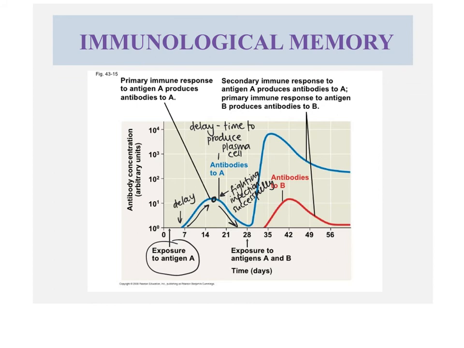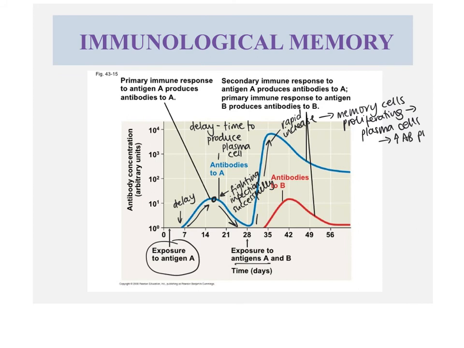At day 28 or thereabouts, we're exposing ourselves to antigens A and B again. Now, we've experienced antigen A already, that's what the blue line is. So we get a rapid increase, and you have to say it's a rapid increase. And with this rapid increase, we have got the memory cells proliferating, and they are differentiating into plasma cells.